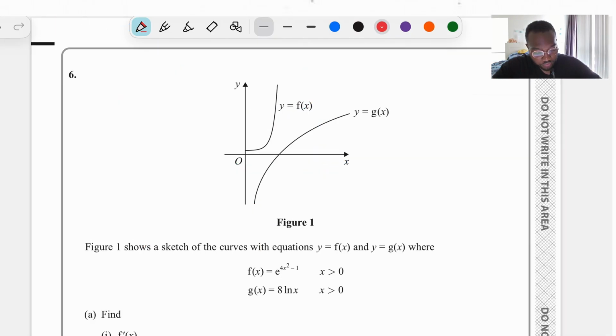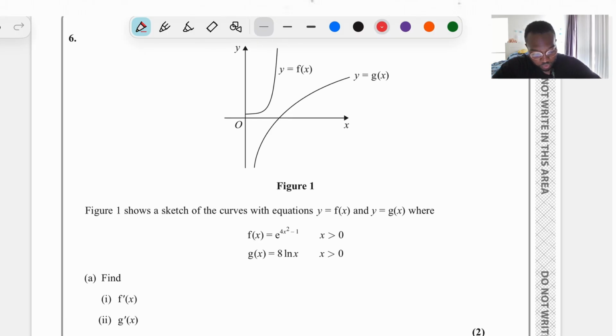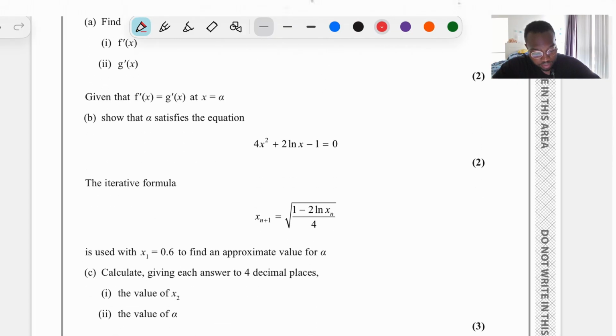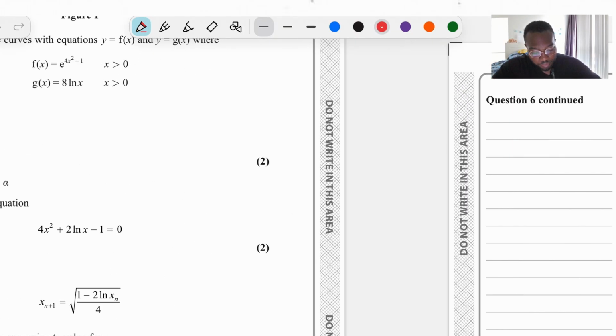Okay, so we have this figure 1 here, which shows a sketch of the curves. We have f of x is e to the power of 4x squared minus 1, and g of x is 8 ln x. First question, we need to find f dash x and g dash x. Okay, so let me do that on this page here.